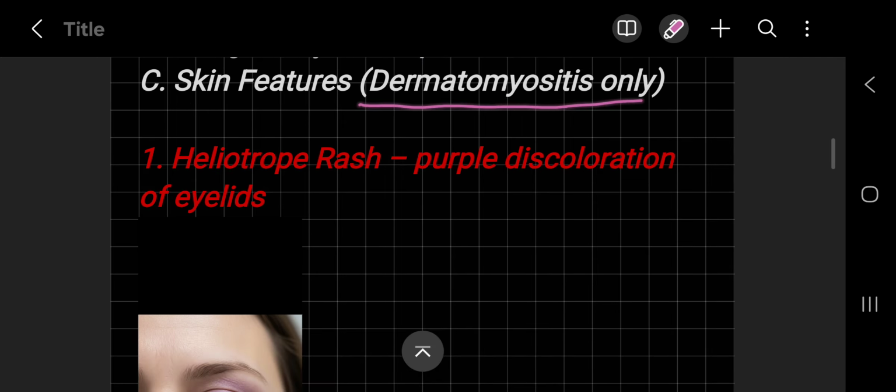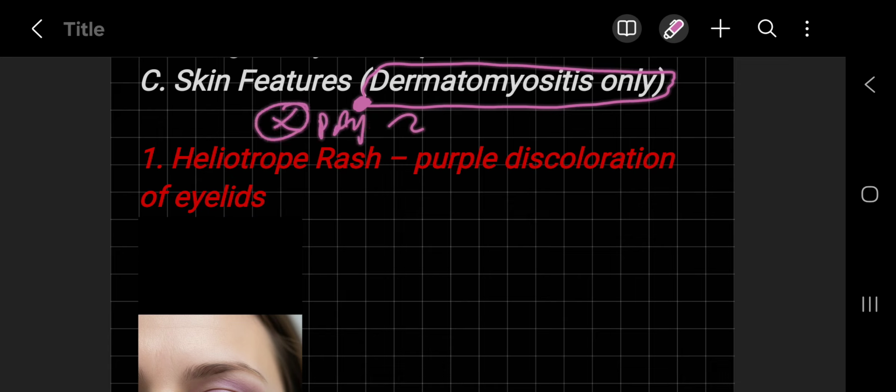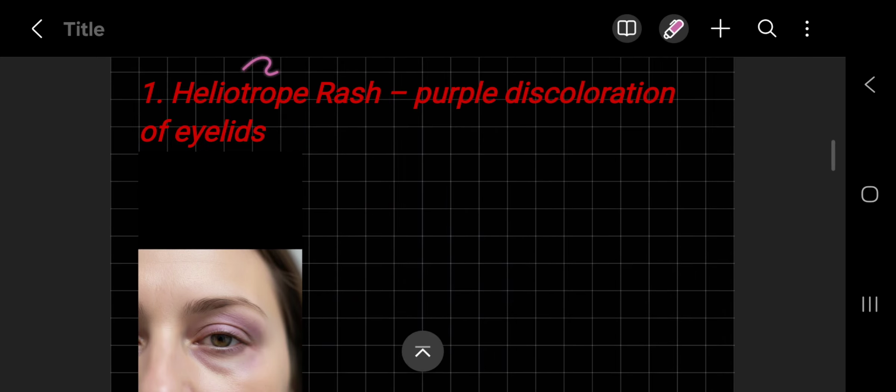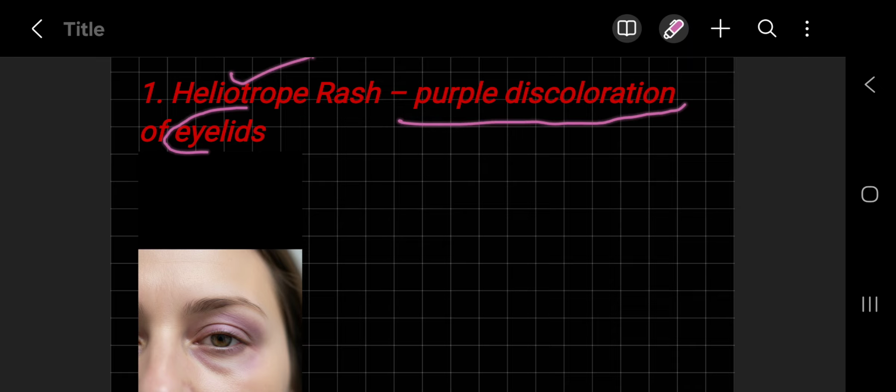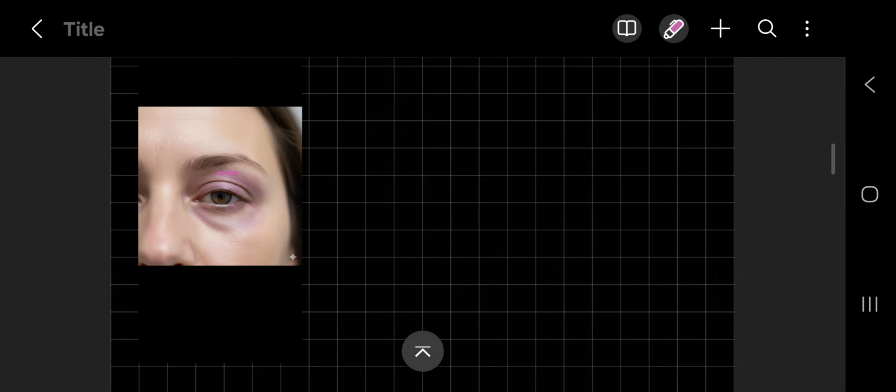In case of dermatomyositis only, you will see skin features, while in case of polymyositis, all other features may be present, but skin features are not present. In case of dermatomyositis, heliotrope rash is present, that is purple discoloration of the area above the eyelids. Here you can see this rash.